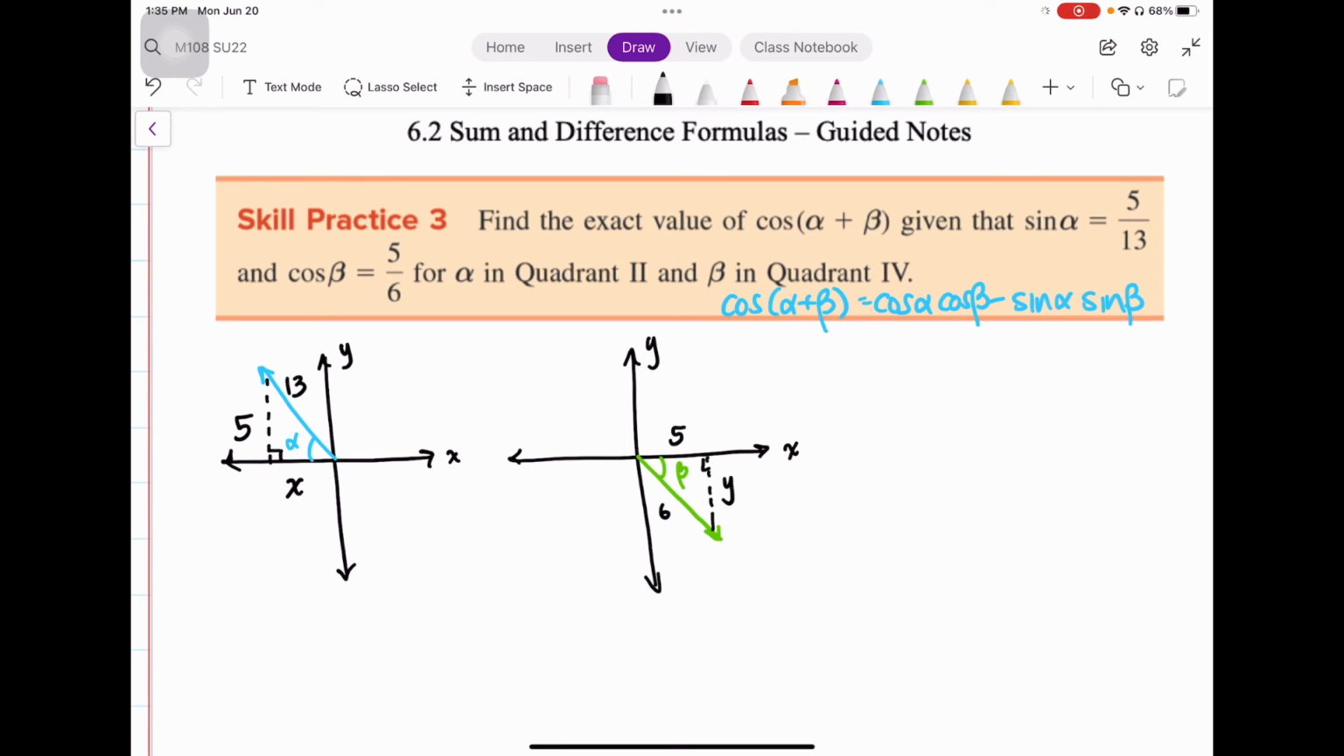Cosine of beta is equal to 5 over 6, which means we have the adjacent is 5 and the hypotenuse is 6. We need to find the y value, which again in the fourth quadrant is going to be negative. So let's use the Pythagorean theorem to find those values.